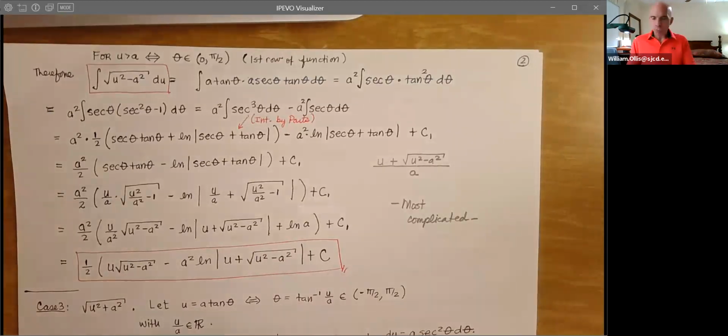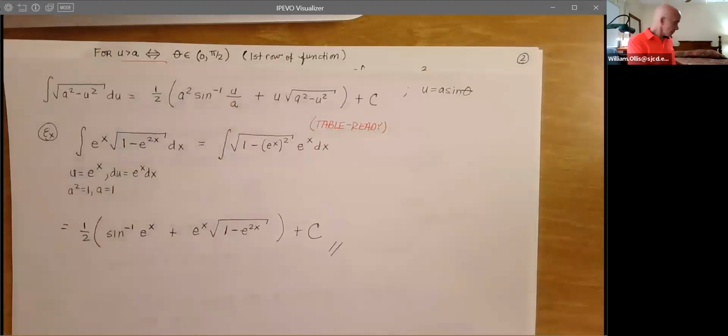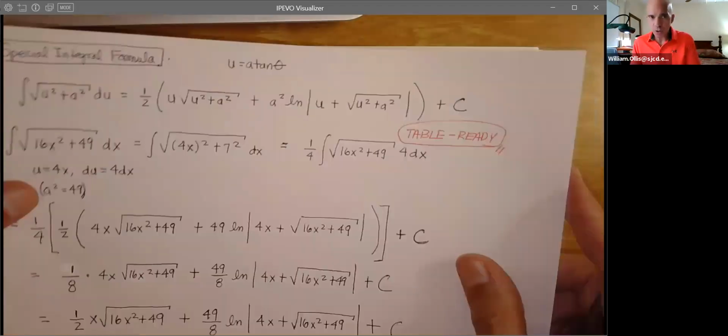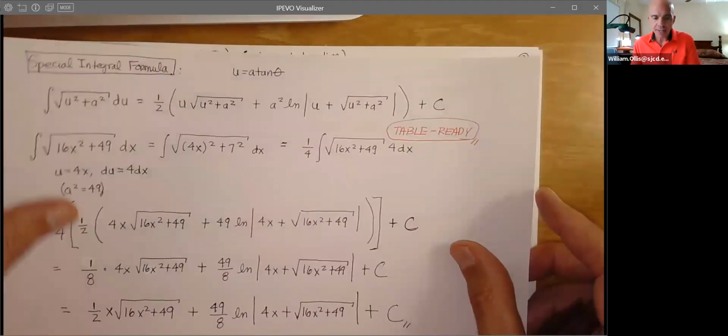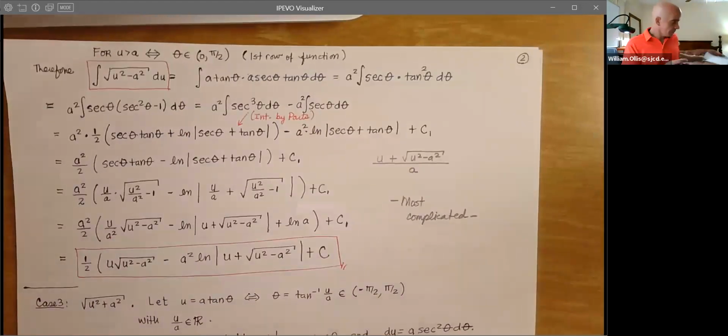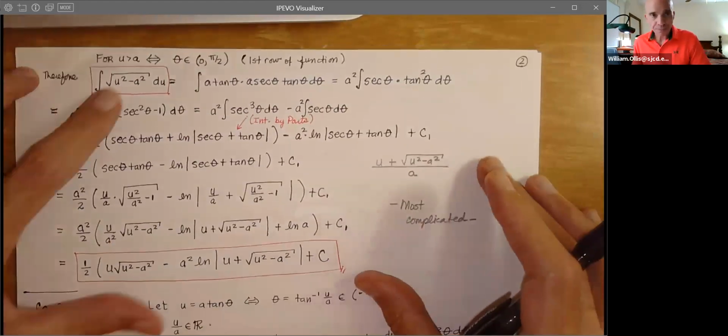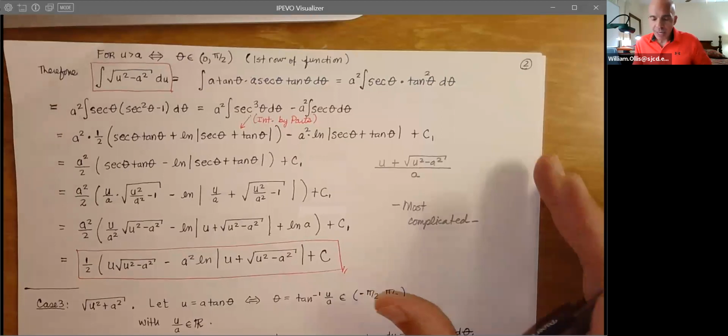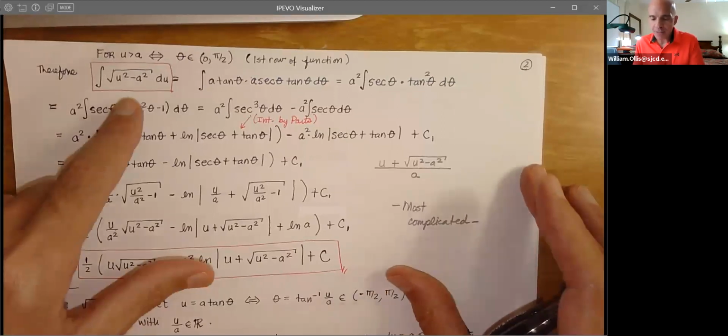We did the sine one right here. And then we did the u squared plus a squared one right here. Okay, now I want to share with you the other one, this one. So how do we do this? Well, we go ahead and fill in everything.